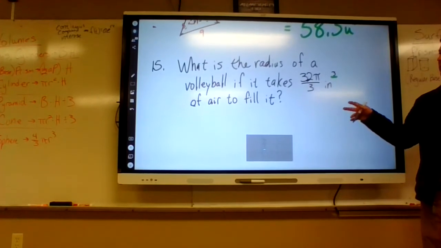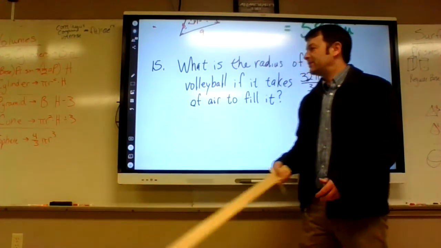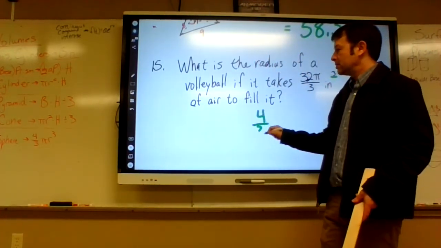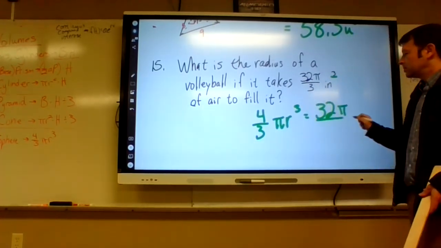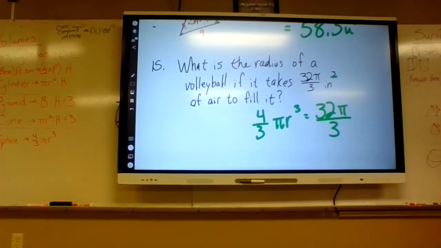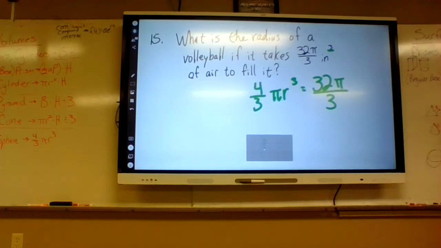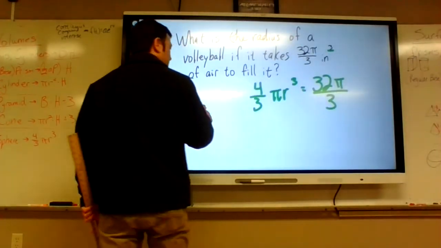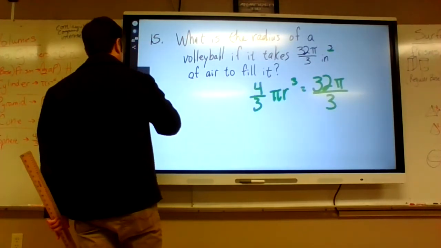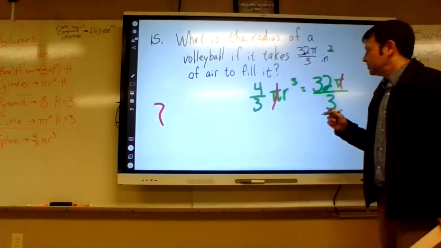Anyways, so we're going to set the volume formula. A volleyball is what shape? A sphere. So we're going to set the sphere volume formula equal to the volume and use algebra to solve. What would be one good first step? Divide 32 over 3 by 4. Okay, what can we do with the pi? If you divide by pi, it just goes away.